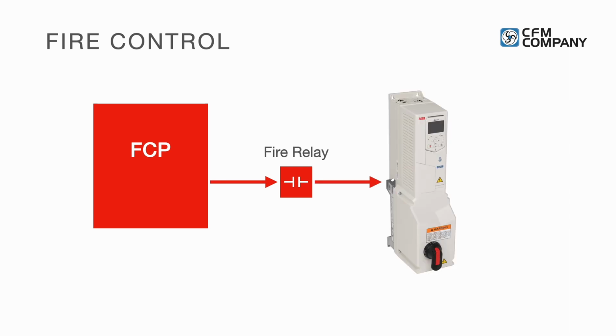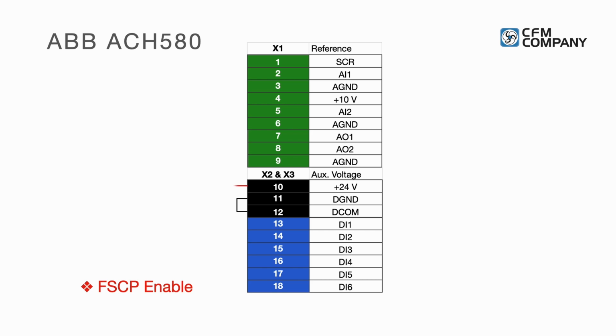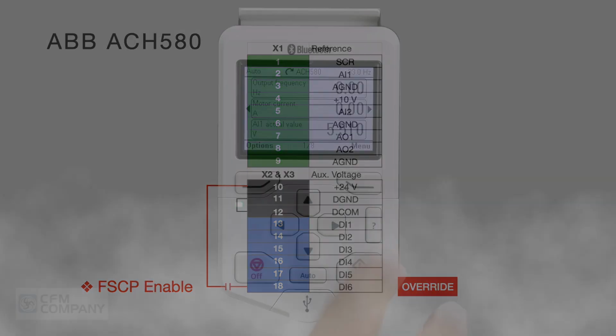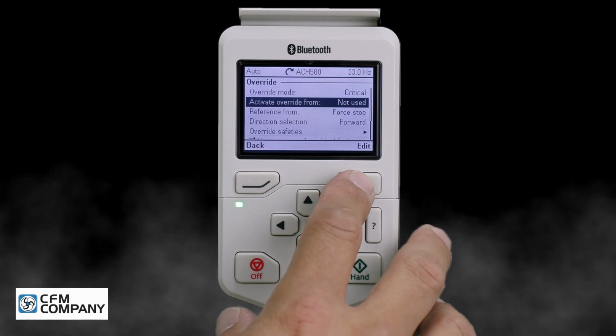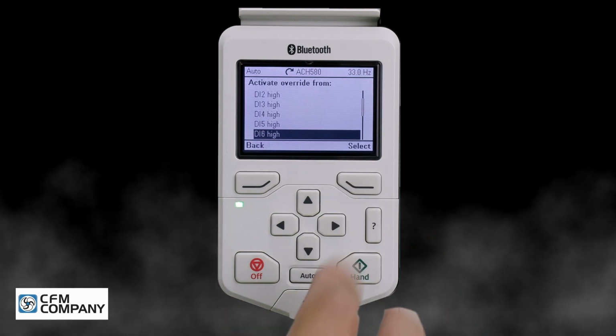The override mode is triggered by a contact closure wired to a digital input from the building's fire alarm system. The digital input also acts as the start command for the drive in override mode. CFM Company uses DI6 as our standard input to activate override.